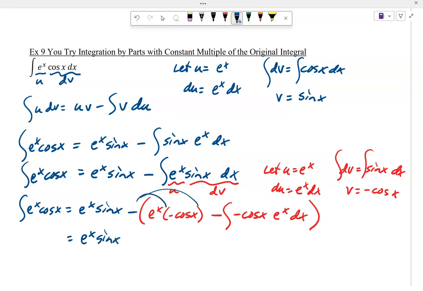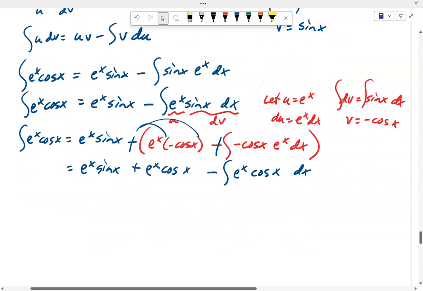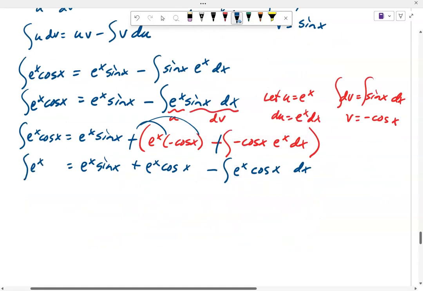I'm going to distribute that. Positive times a positive, I'll make that positive there, but then I still have the negative in front of the cosine, so minus e to the x cosine x dx. And remember, we're integrating e to the x cosine x, so now I'm going to recognize, oh, that's the original. Let me take it over.